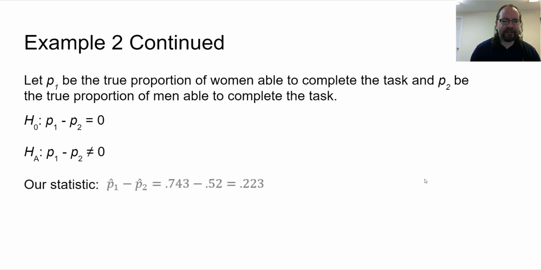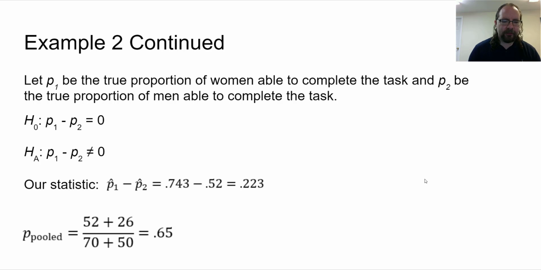Our statistic is going to be the difference in the actual proportions. For women, it was 52 out of 70, which comes out to about 0.743. For the men, it came out to 26 out of 50, which is 0.52. The difference in those proportions is 0.223, so that's going to be our sample statistic.